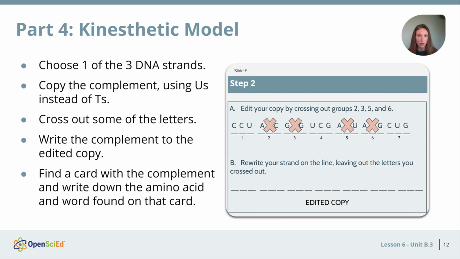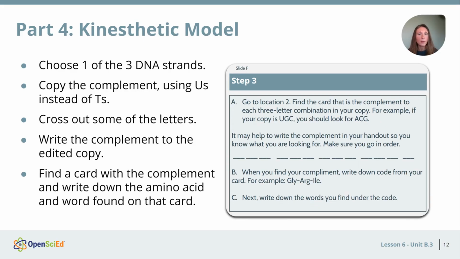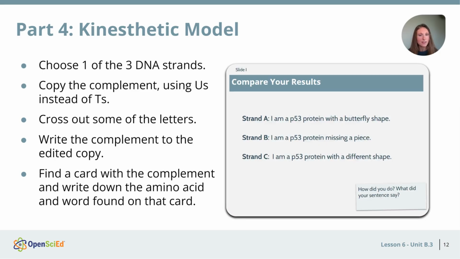After rewriting the code, they go to location 2. In location 2, they write the complement to their edited copy and then look for cards that match that complement. Once they find the correct card, they write down the amino acid and the word under the code. When they finish, their words will make a sentence that relates to the shapes of the p53 proteins seen in the Lesson 5 computer simulation. Then they answer 4 making sense questions on their handouts.